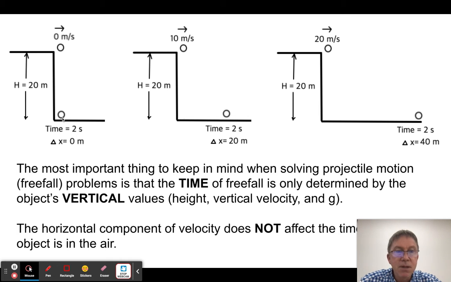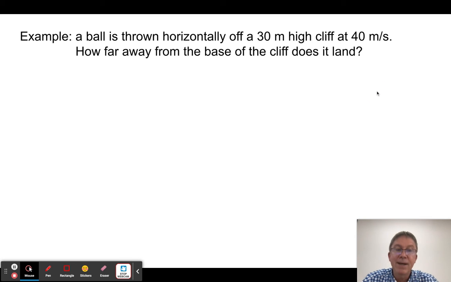You drop a bullet, it hits the ground, let's just say, in half a second. You shoot that bullet horizontally at 600 meters per second. It's still going to hit the ground half a second later, just like it did if you just dropped it. The difference is it traveled a long way horizontally. So horizontal motion, no matter how extreme it is, does not keep you in the air any longer unless you're in orbit. We'll get to that later.